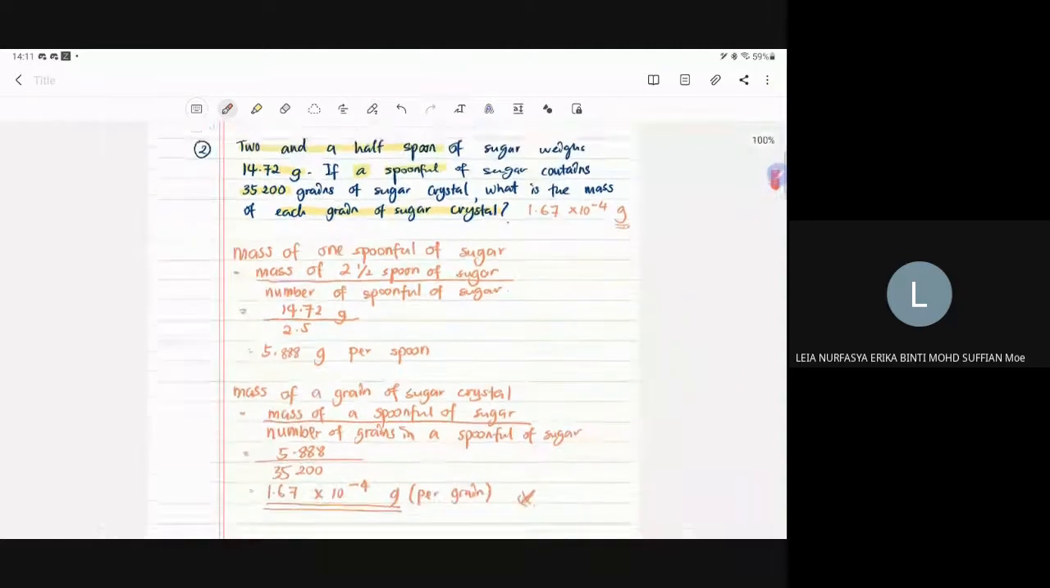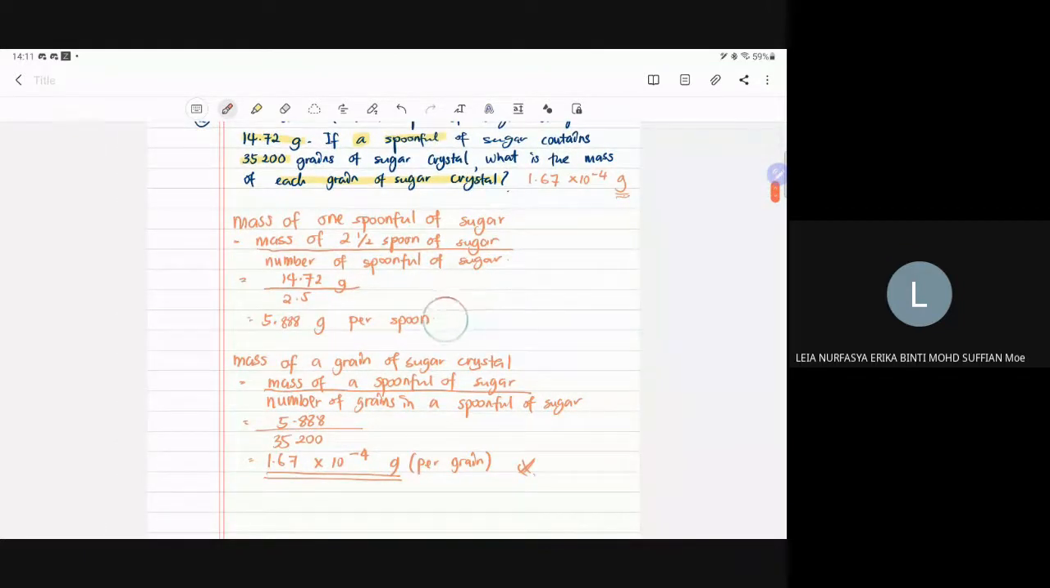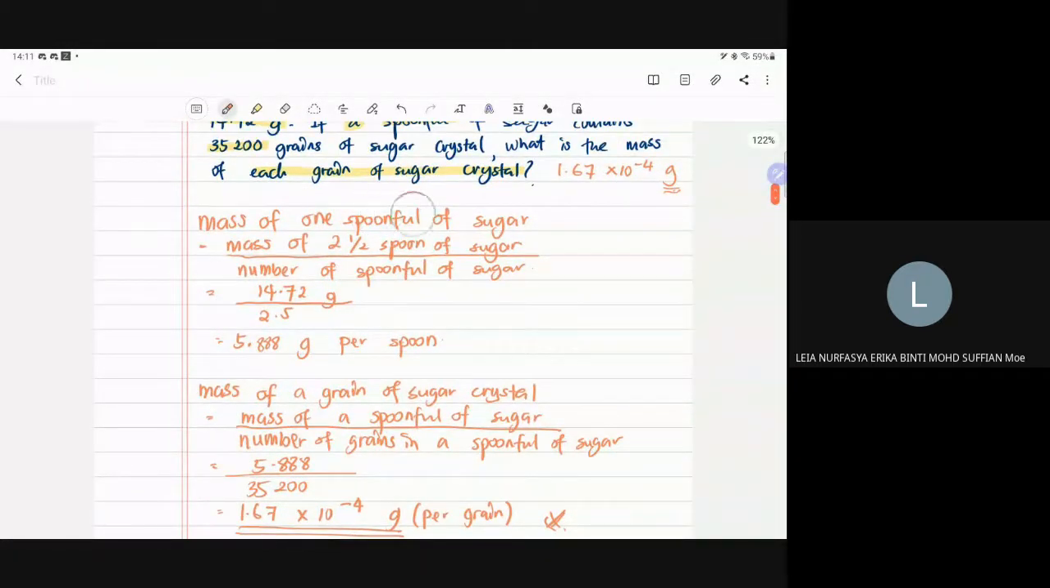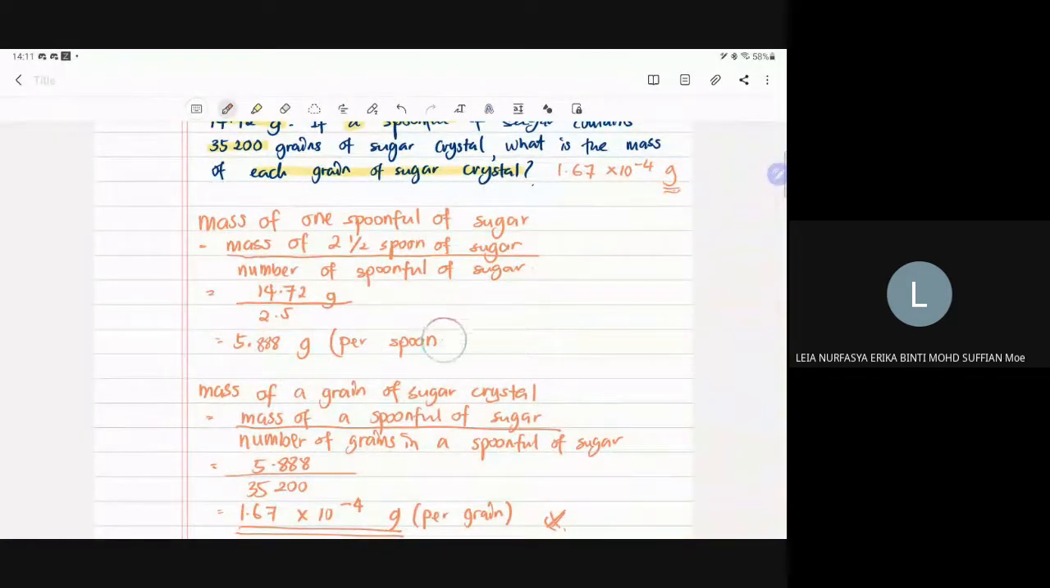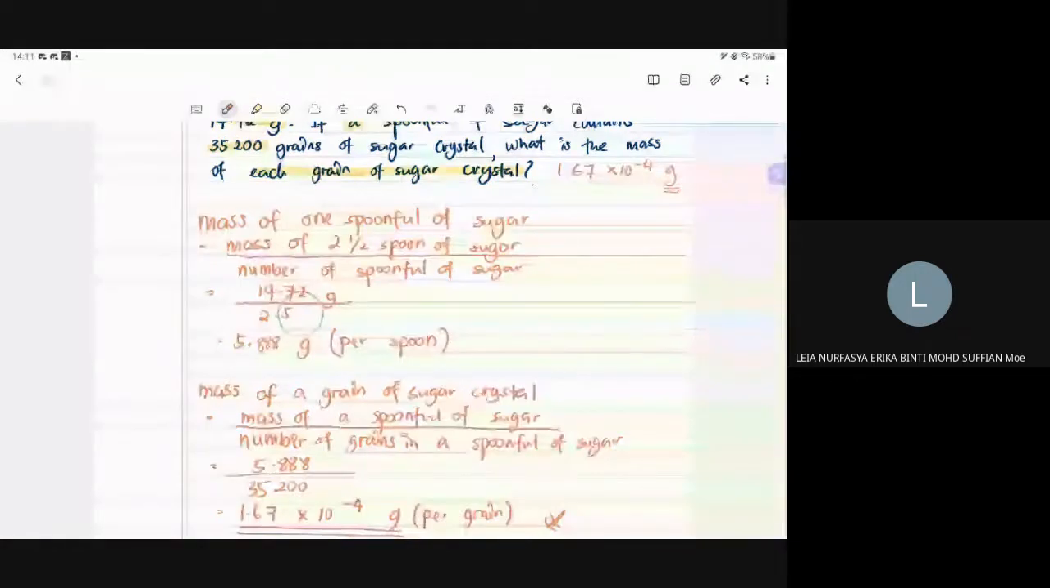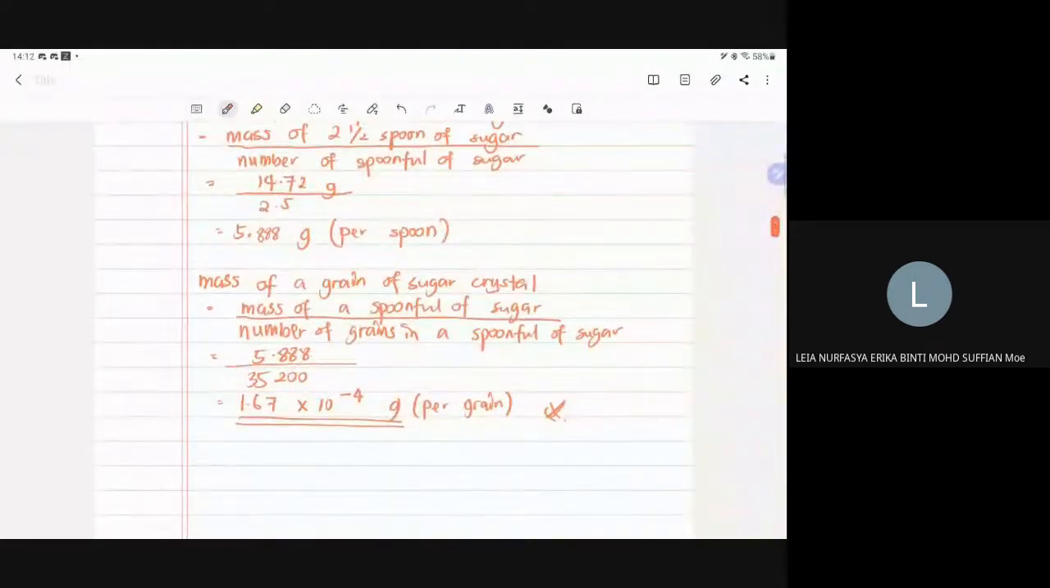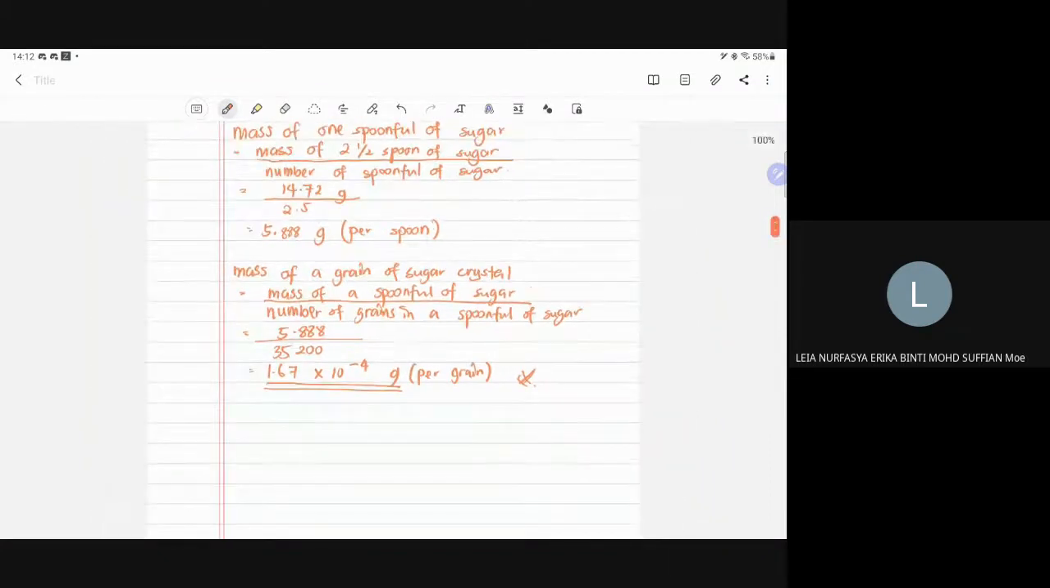Okay, so if you can see here, I write things down carefully following the steps here. So I know what I am doing. Here, on the first step, mass of 1 spoonful of sugar is equals to mass of 2.5 spoons of sugar divided by number of spoonfuls of sugar, which is 2.5 tu lah. So you will get the mass per spoon. Atas per bawah. So you will get the unit like that. So this will be the answer.